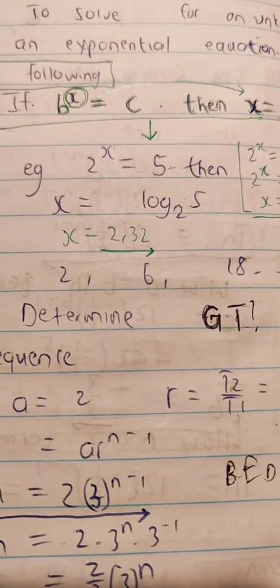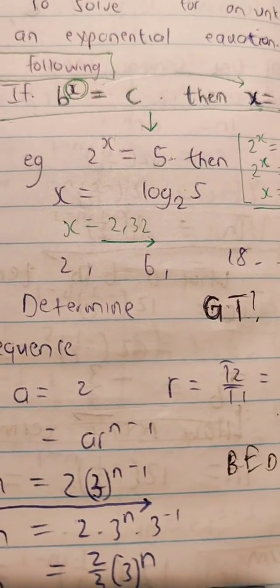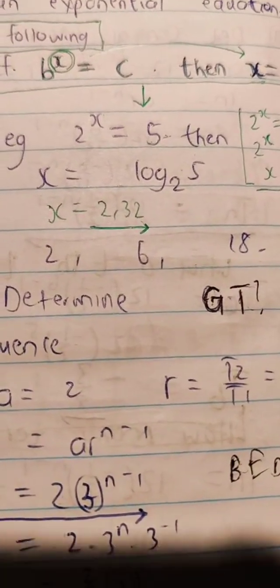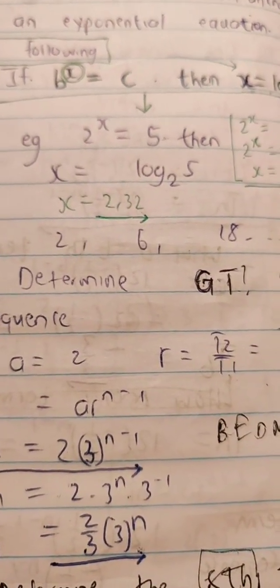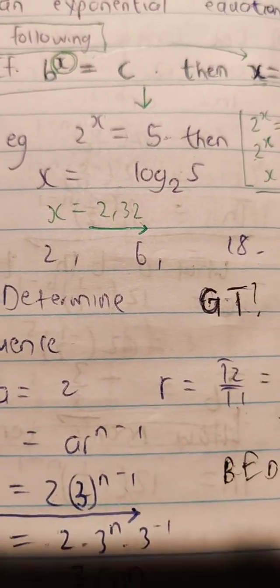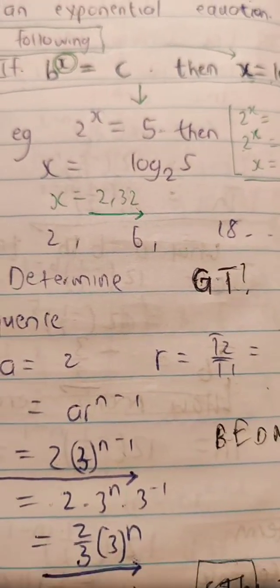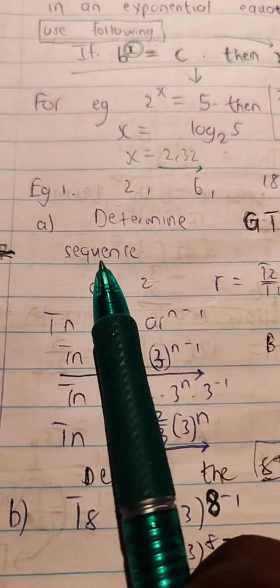It's important to first establish what type of sequence you have before you. Sometimes they will tell you explicitly in the question. Sometimes you'll be given a sequence and you have to establish it yourself because you know the types of sequences you are dealing with in grade 12. So determine the general term of the sequence.